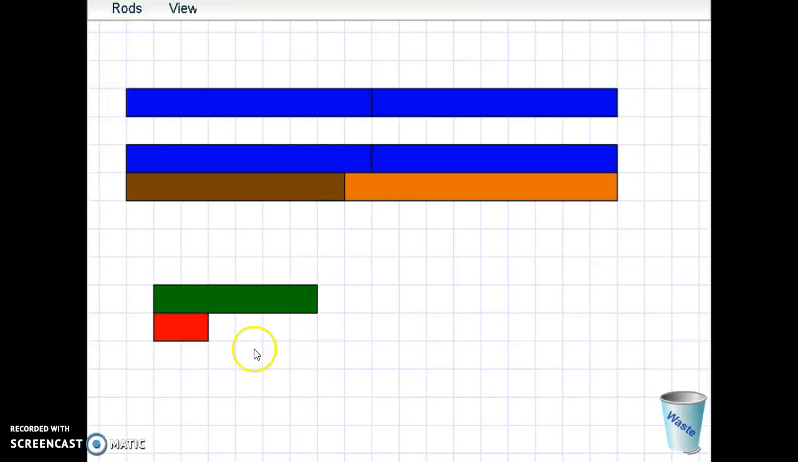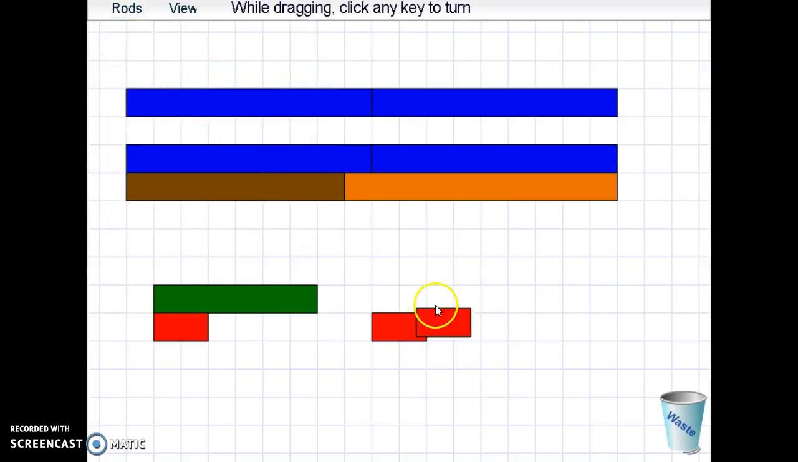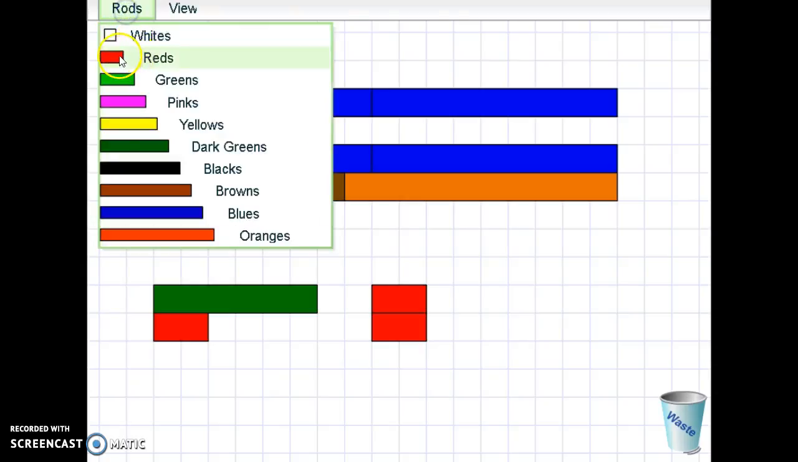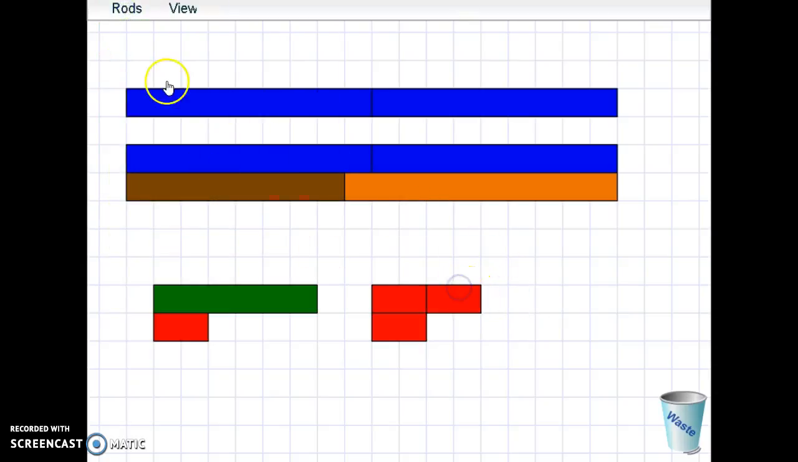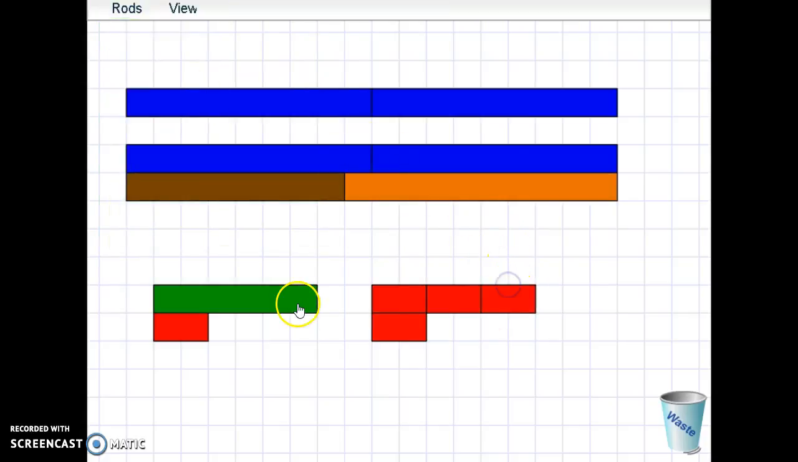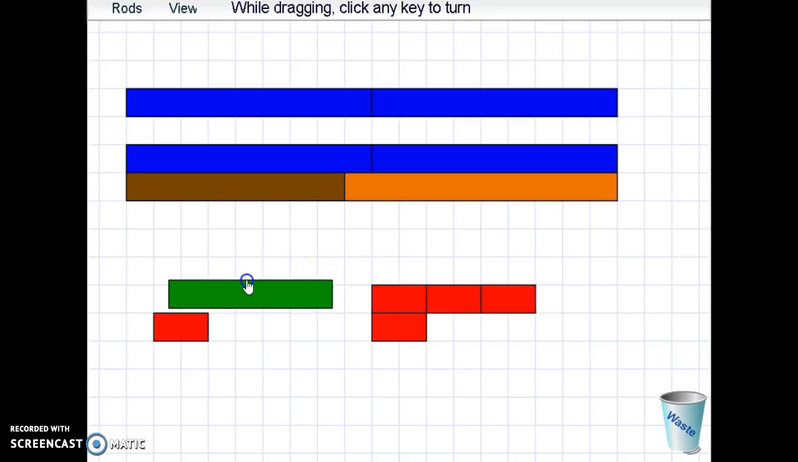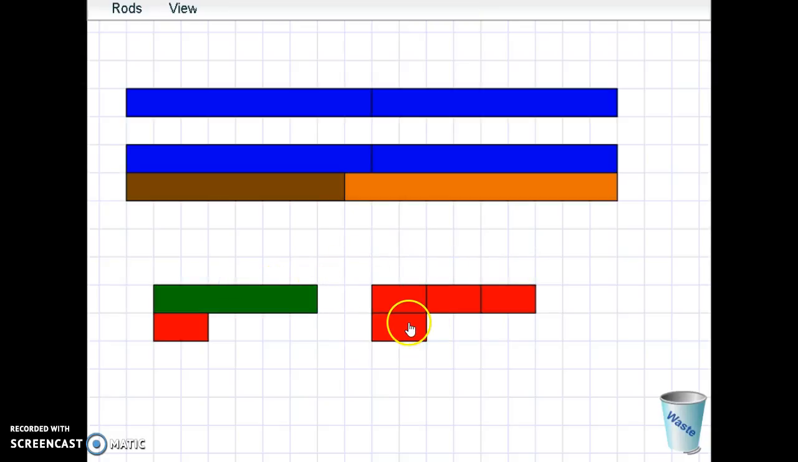But now we want to get this as a common denominator, so we want them to be in the same colors. We still have our red one, but now we want our dark green one in terms of red. We need 3 of those to represent this green, so they're the same size. Now we can see that this is 1 out of the 3 as our relationship.